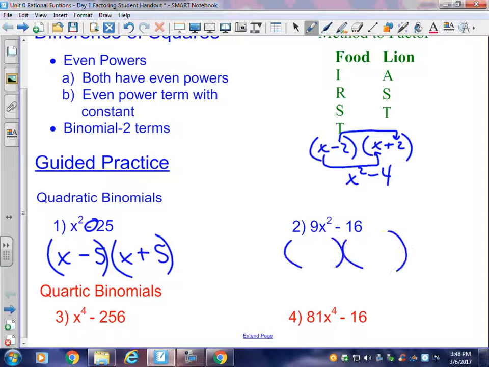All right, let's look at another one. So what times what makes 9? Well, not 9. 3 times 3 makes 9. And x times x makes x squared. 4 times 4 makes 16. So now, to get that negative, it has to be a positive times a negative. So that's what makes it FOIL, and that's why quadratic binomials work with FOIL.